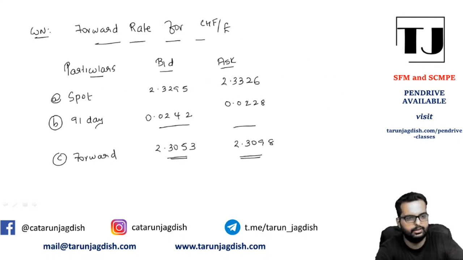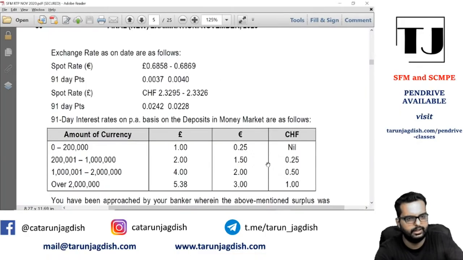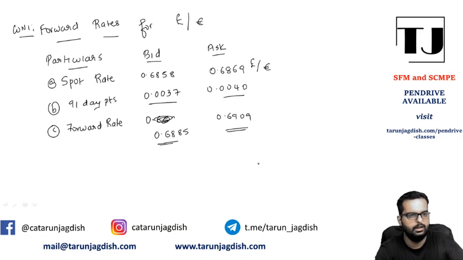What is the ask rate after 91 days? 2.3098. One minute. Conversion rate will be 2.3098. And same for the Dutch also. What is the exchange rate given over here? Is it given as euro per sterling, or sterling per euro? Over here it is given as sterling per euro. Okay, one minute, let me confirm.